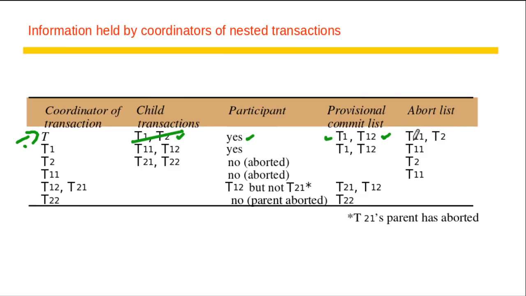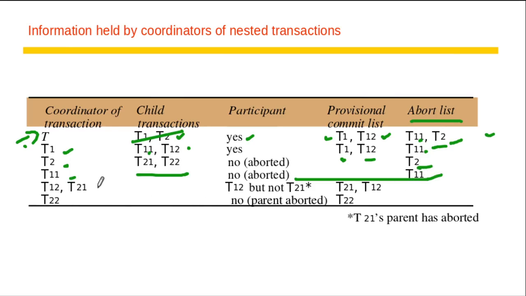However, T11 and T2 are talking about aborting. Okay, so since T2 is aborting, we are not talking about the children of T2. Similarly, for T1 also there are two children, and T1 itself and T12 are in the commit list. However, T11 is in the abort list. For T2, two children are there, and T2 is in the abort list. T11, what happens? It is aborted. So T11 is in the aborted list.